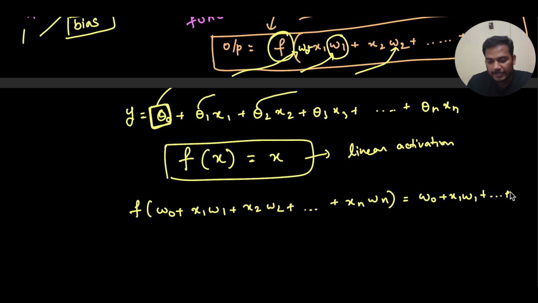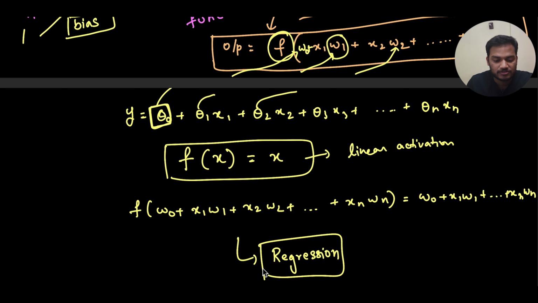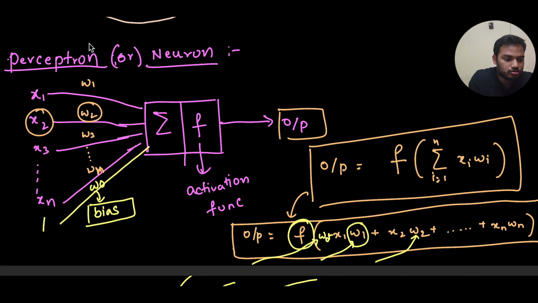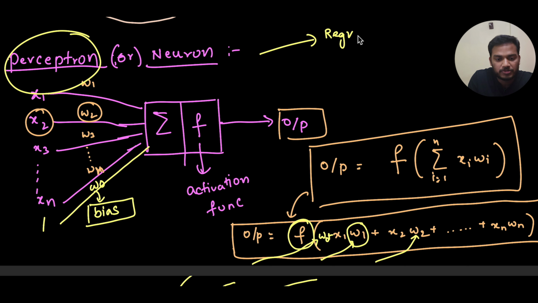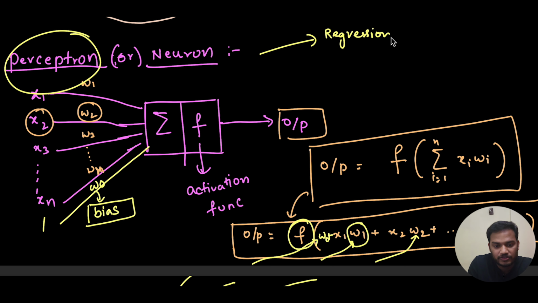Okay, and with the help of the linear regression hypothesis, what kind of problems can we solve? If you remember carefully, we can solve all the regression problems, right? So regression problems can be solved by using this perceptron. Okay, so using a perceptron we can solve regression problems. And what should be the activation function in this case? The activation function should be the linear activation function.